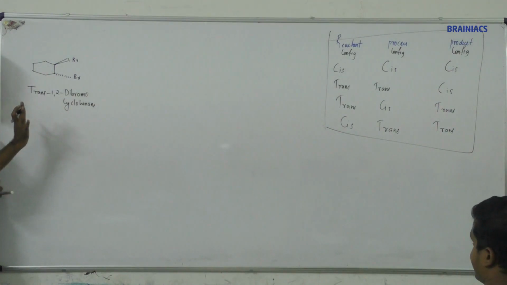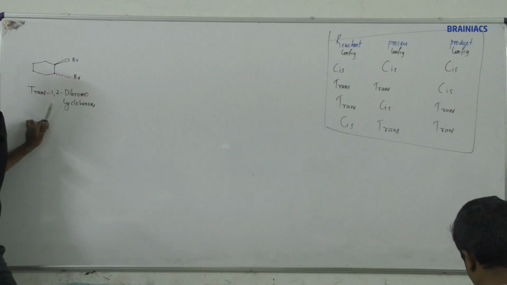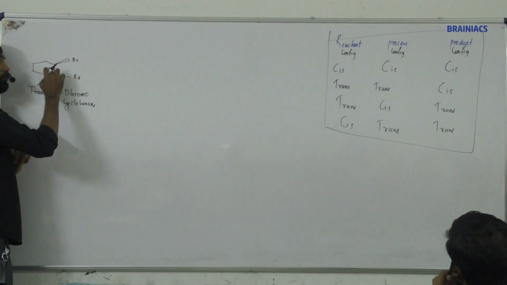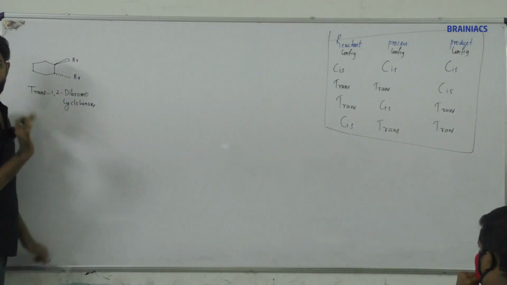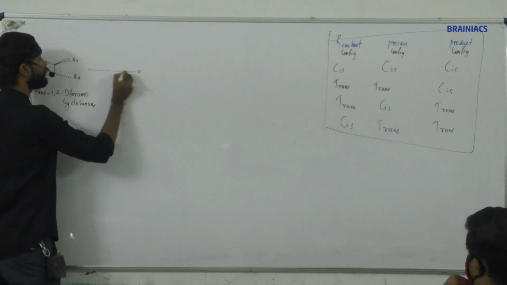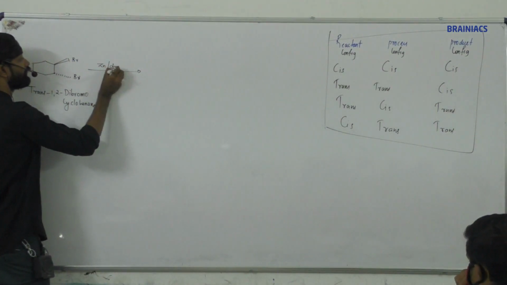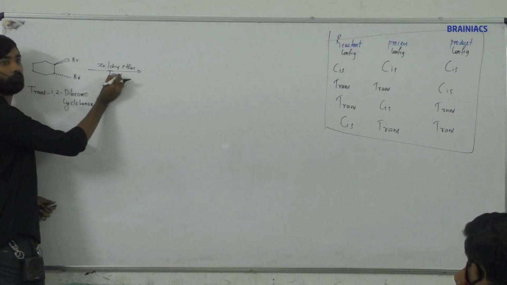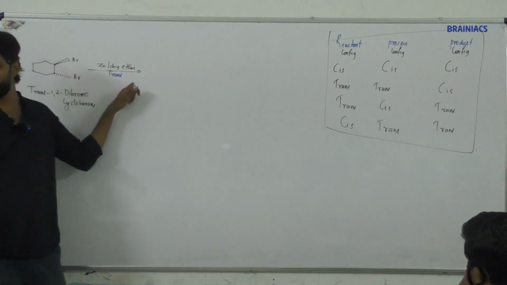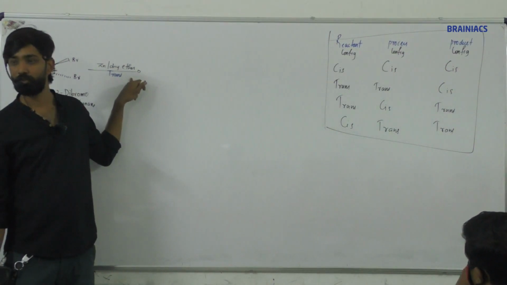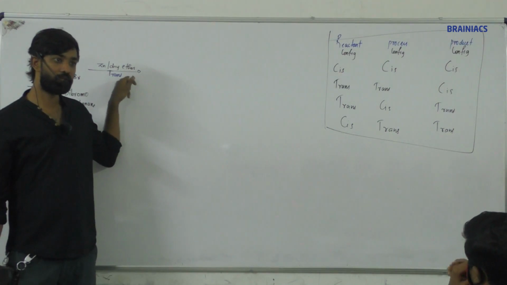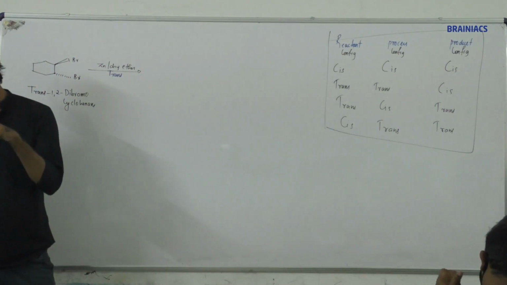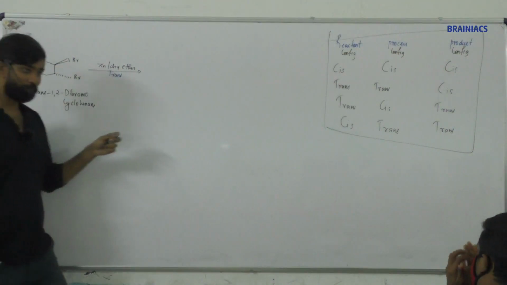This is a vicinal dihalide, right? So this reacts with zinc in dry ether. What happens? The bromines leave and form a bond here, right? And you should know that elimination using zinc in dry ether is trans elimination. So we have to apply this concept.